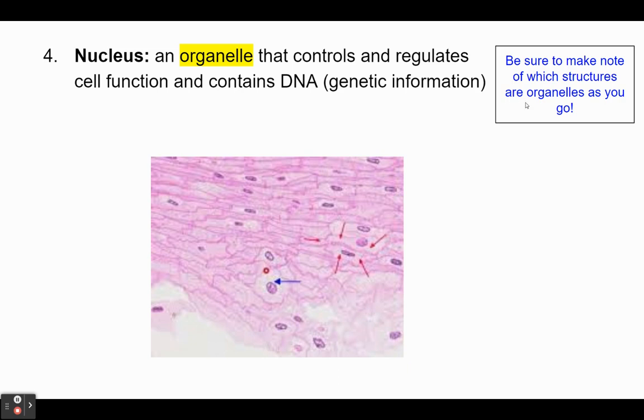Be sure to make note of which structures are organelles as you go. Circle this word, underline it, highlight it, do something so that when you look back at your notes, you can tell which of these cell structures are organelles. Remember, who has organelles? Eukaryotic cells. Who doesn't have organelles? Prokaryotic cells. So you actually need to be able to note quickly, will a prokaryotic cell have this structure or not have this structure? And you could tell that a prokaryotic cell would not have this structure because it's an organelle. They still have DNA, it's just not contained within a nucleus.